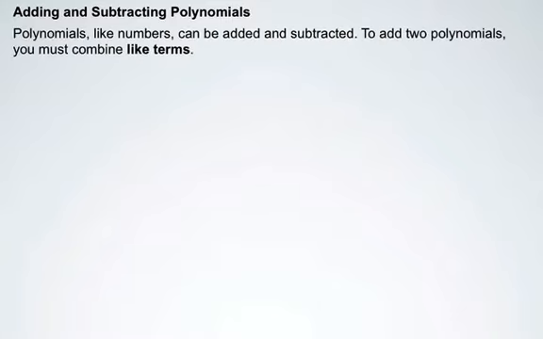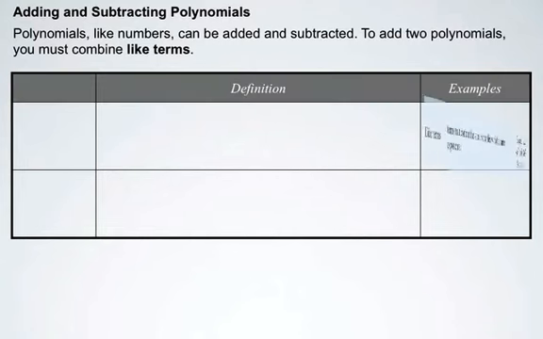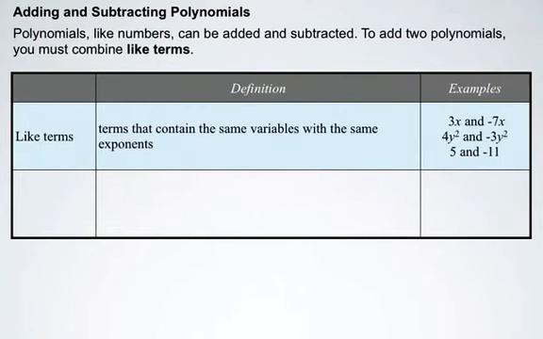So like numbers, polynomials, or the terms within them can be added or subtracted. To add two polynomials, you have to combine like terms. You can only add the same things together. So like terms are terms that contain the exact same variable. So the letter has to match and the exponent has to match.